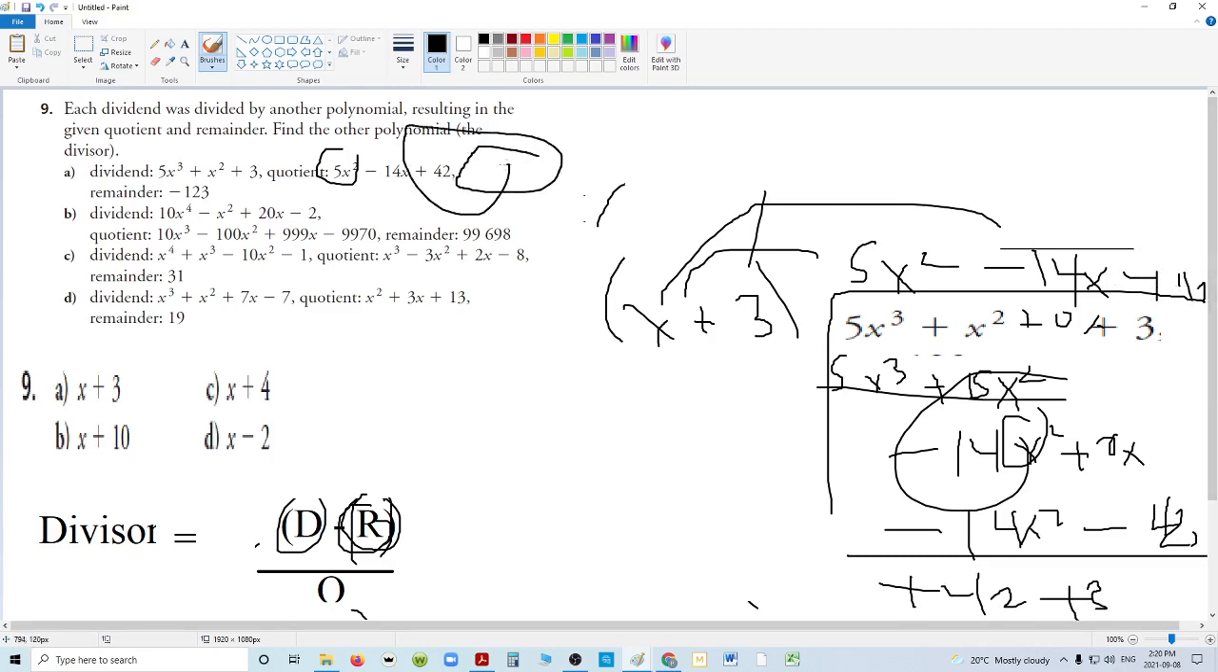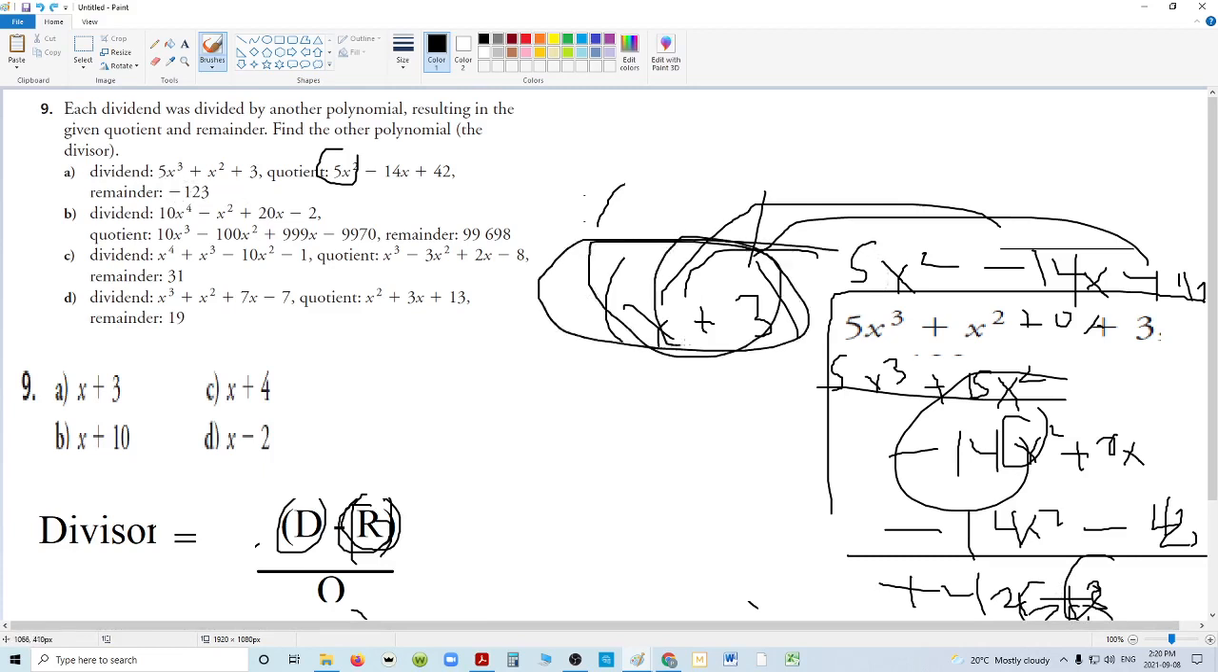There it is. When I multiply times the x, I get 42x. When I multiply by the 3, I get 126. And when I take 3 and subtract 126, I get a remainder of minus 123. So you can see that you can go back and check your results.